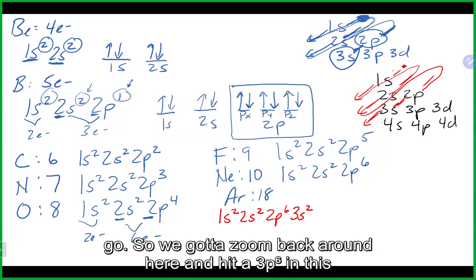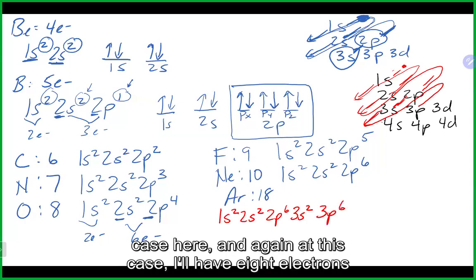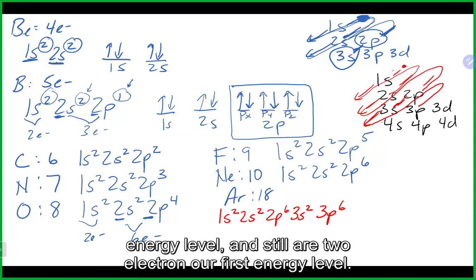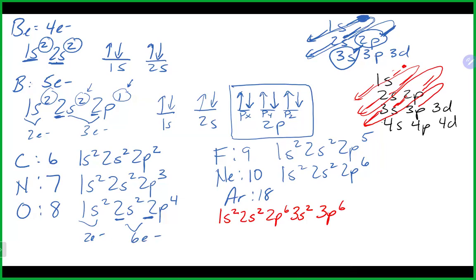We still need to go, so we got to zoom back around here and hit a 3p6 in this case here. And again, in this case, we now have 8 electrons on the third energy level, right? 8 electrons on the second energy level, and still our 2 electrons there, first energy level.